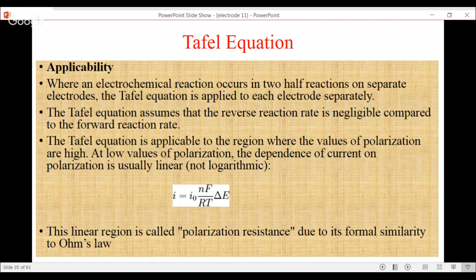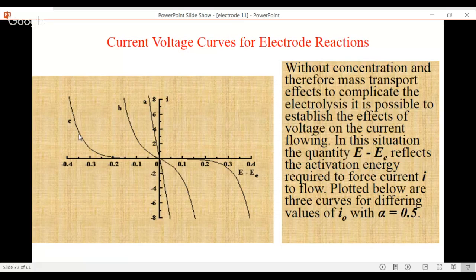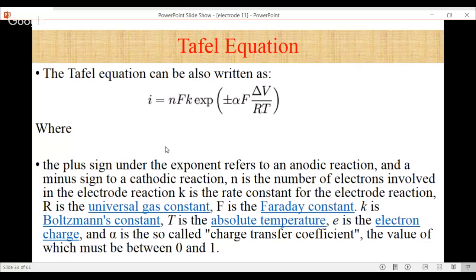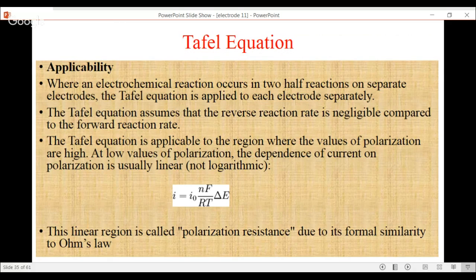The Tafel equation is applicable to the region where the values of the polarization are high. What it means is, I hope you understand this, you see, the Tafel equation is only applicable in this region, not in this region. So the polarization is very high here, when E minus E equilibrium is very high.